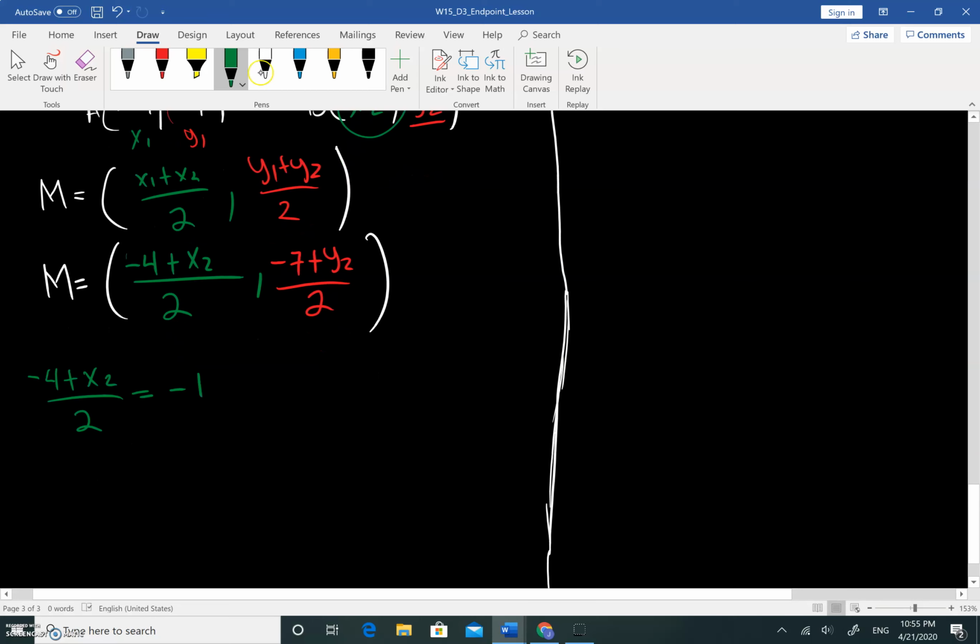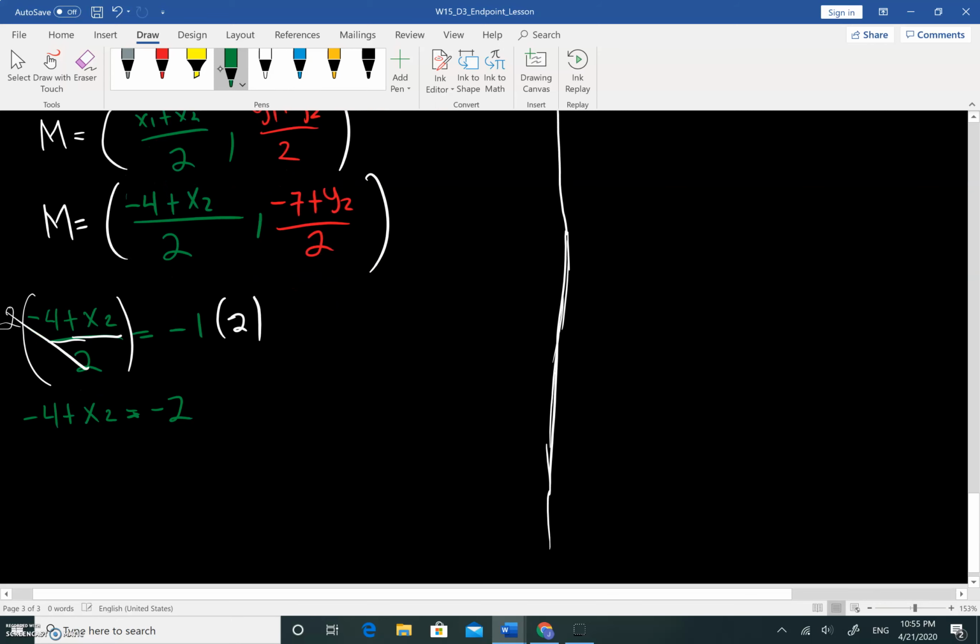Now let's go ahead and solve it. So how do you get rid of the 2 in the bottom? Well, you have to go ahead and multiply by 2, because remember, this line that we have here means division. So to get rid of division, we do multiplication. So we multiply both sides by 2. These two cancel out. All I have left is -4 plus x2 is equal to -2. And then from here, we have to add 4 to both sides. These two cancel out. My final answer is x2 is equal to 2.